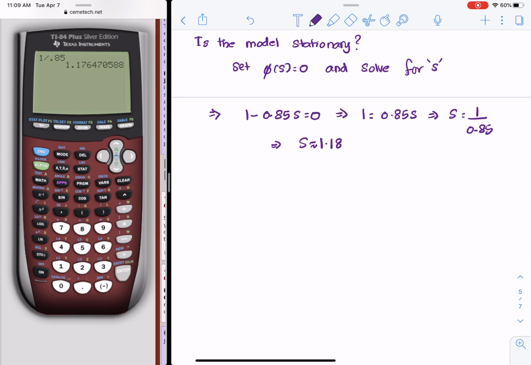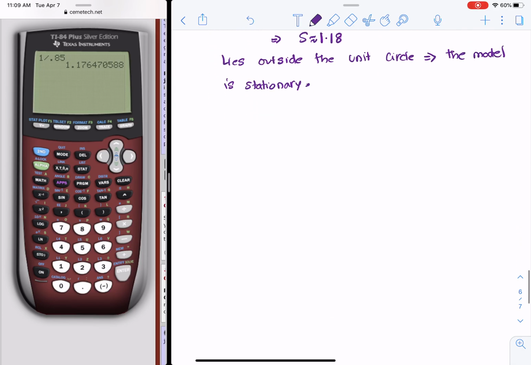and that particular value lies outside the unit circle, which would imply the model is stationary. The next condition to check is, is the model invertible?